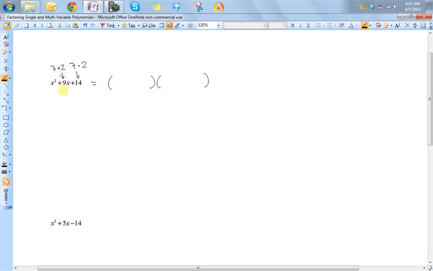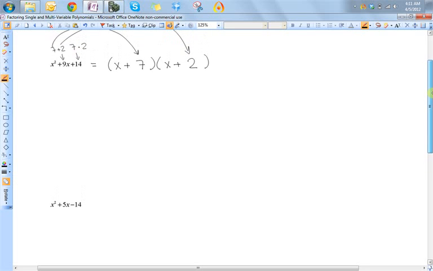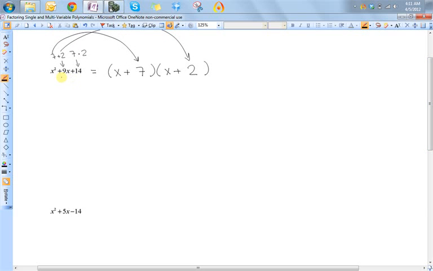So whenever you have that, if there's no number in front of the x squared, you can always follow this template where it's x plus the first number times x plus the second number. So it's just x plus 7 times x plus 2. Now, you do have to usually worry about signs as well, but when they're both positive like this, then these will both be positive.